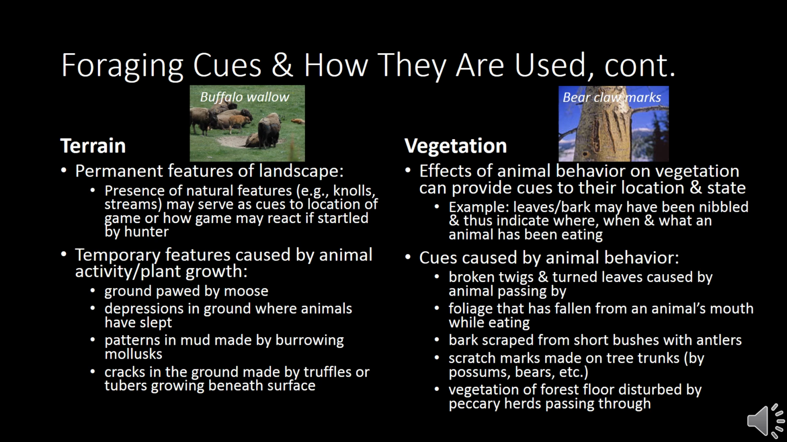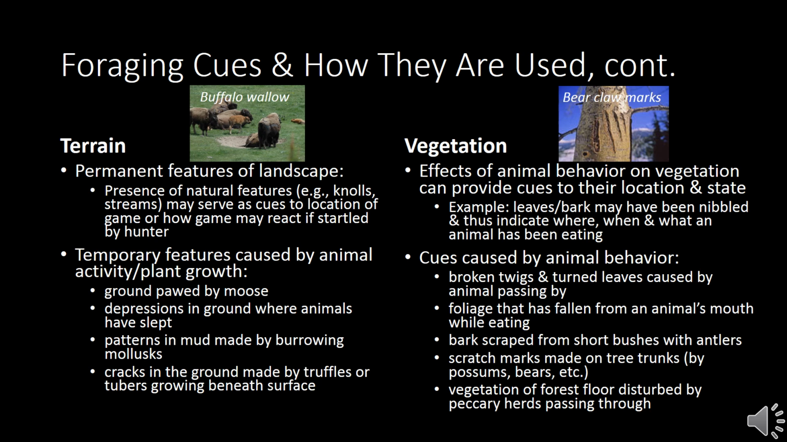Some examples are patches of ground that have been pawed by moose, depressions in the ground where animals have slept, patterns in mud made by burrowing mollusks, and cracks in the ground made by truffles or tubers growing beneath the surface. Similarly, the ways in which vegetation has been affected by animal behavior may provide cues to the location and state of those animals. For example, leaves or bark may have been nibbled and chewed and thus indicate where and when an animal has been feeding and the type of food it's currently eating.